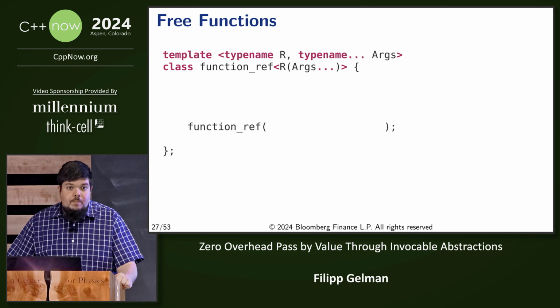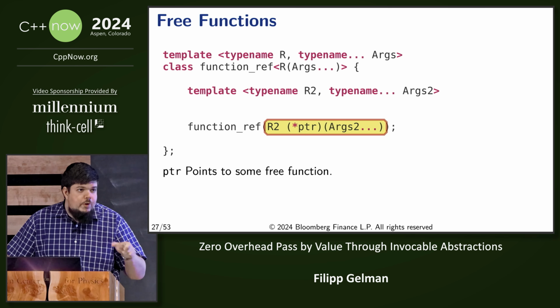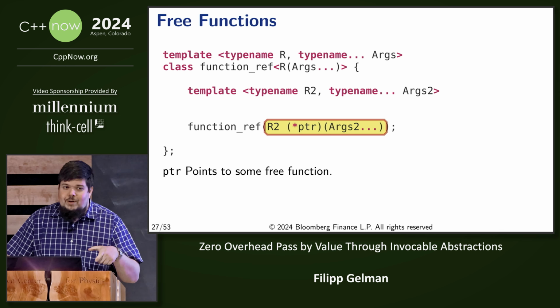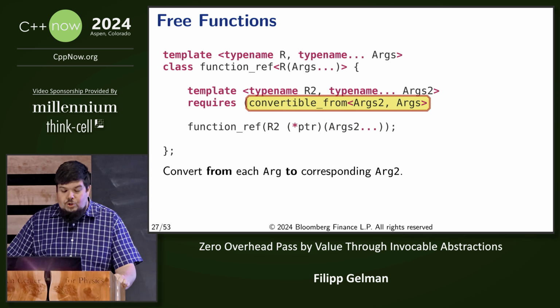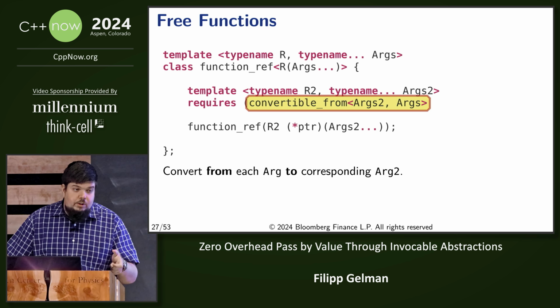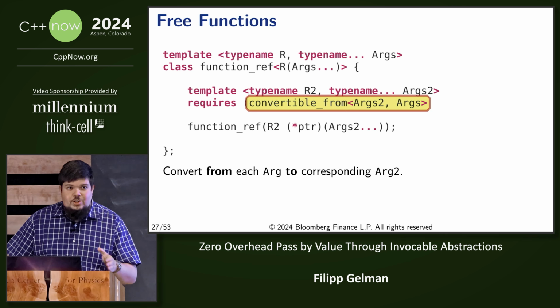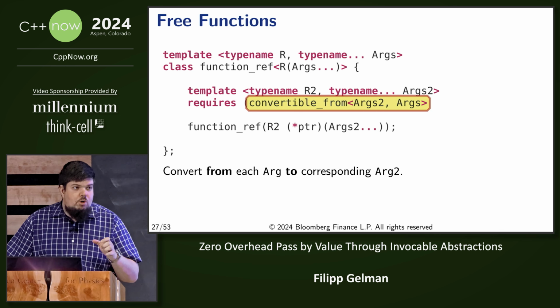Let's write a constructor. It takes a pointer to function. This function doesn't have to match the function ref exactly, it just needs to be compatible, and we're going to constrain it to make sure it is. Now, here we can't use any standard constraint because, remember, those don't really respect the distinction between values and rvalue references. So we're going to do our own.